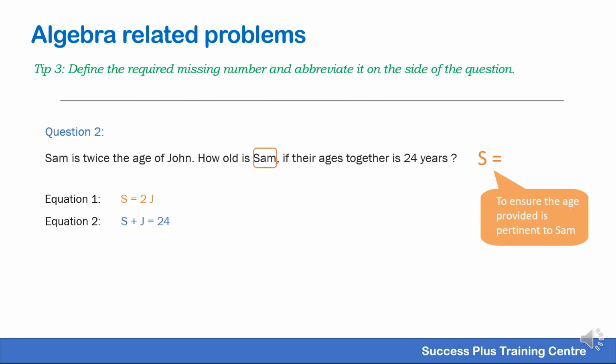Tip number 3. Define the required missing number and abbreviate it on the side of the question. Remember that the question is asking for the age of Sam, not for the age of John. This might be confusing during the test, so make sure that you abbreviate Sam by using S. So when you put S equals on the side of the question, you should remember that you're looking for the age of Sam, not the age of John.